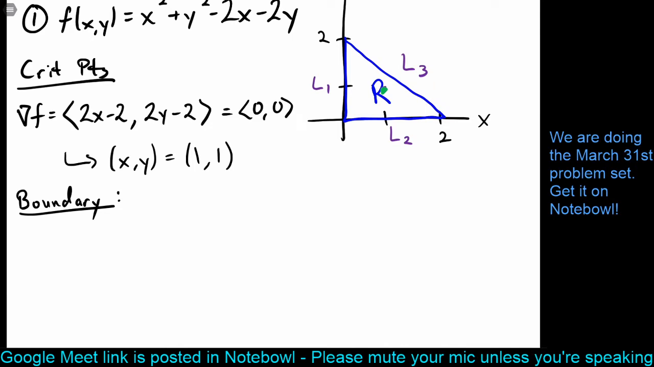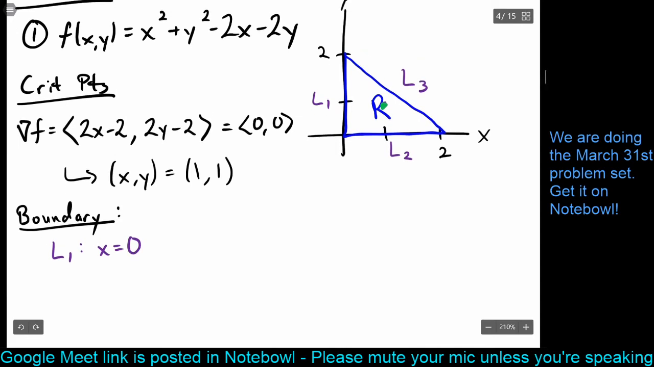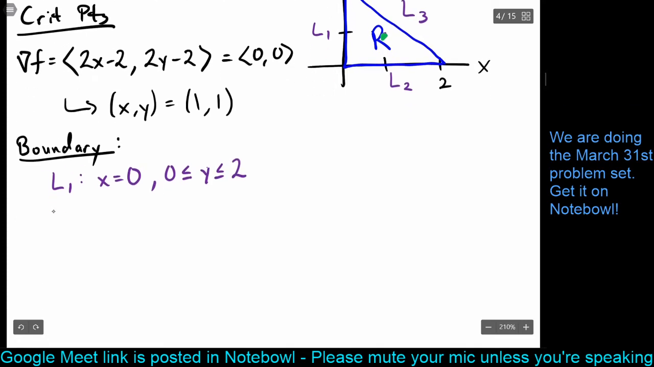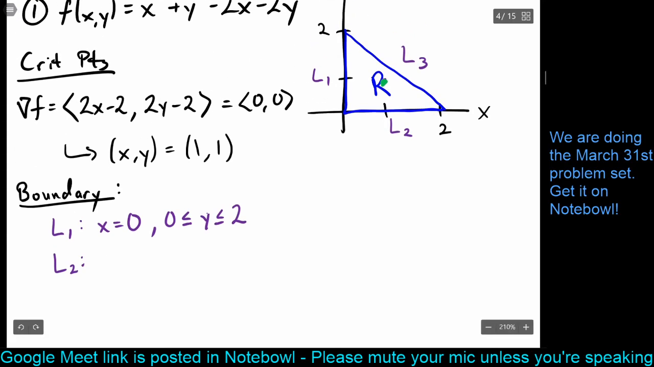So here, L1 is a vertical line. We're looking at the vertical line x equals 0, which gives us the y-axis line. And we need to look at the range of y values, which is from 0 to 2. L2, this bottom line here, is the horizontal line, the x-axis. So this is the equation y equals 0. And here, x also goes from 0 to 2.